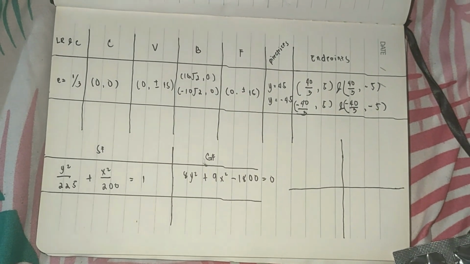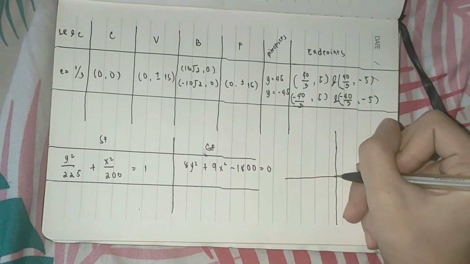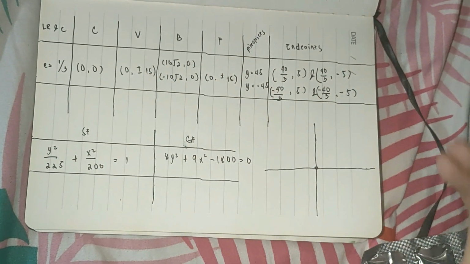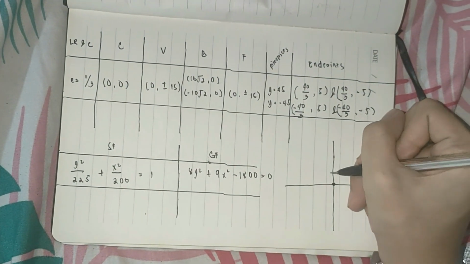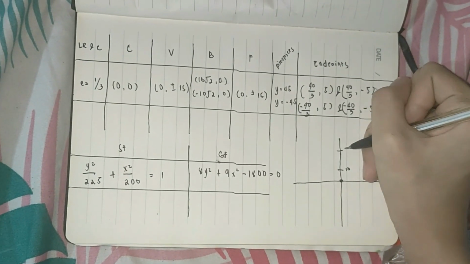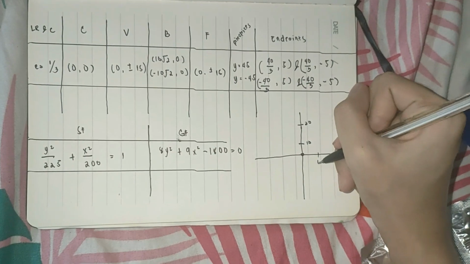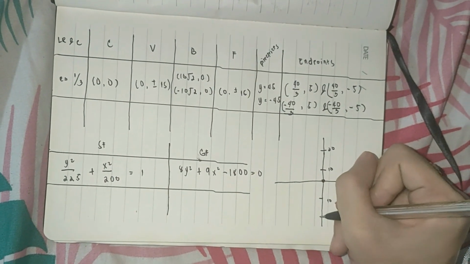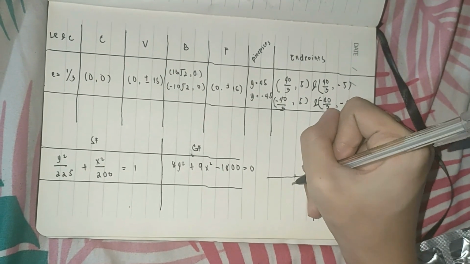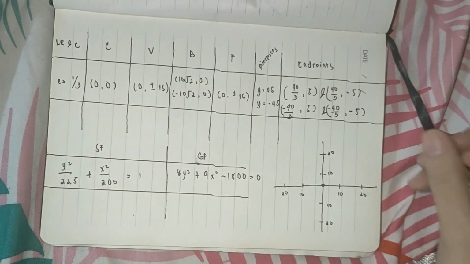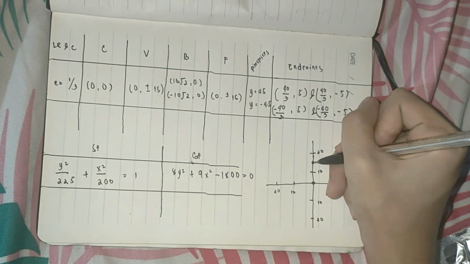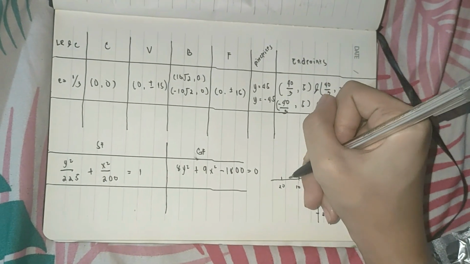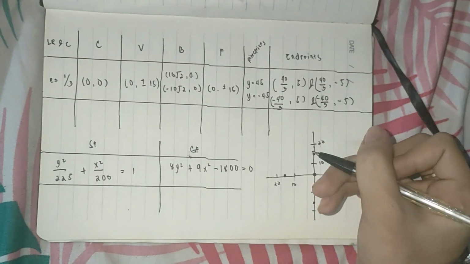Kapag clean up siya, so bali, ito yung center, 0, 0. Yung vertices niya ay positive and negative 15. So, ganito siya pag clean up. Andito yung 15. Ito yung 15. Ayan yung mga vertices niya. And then connect lang.